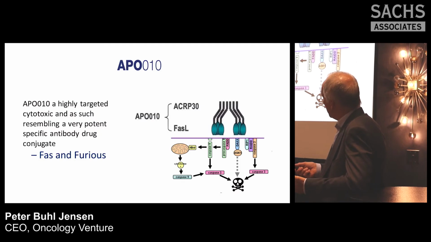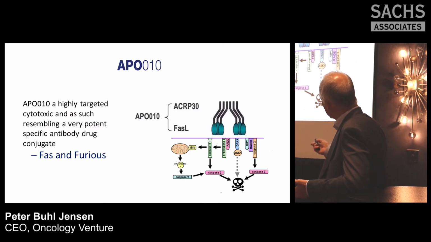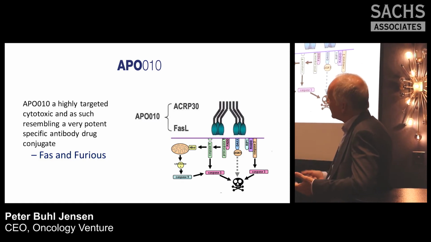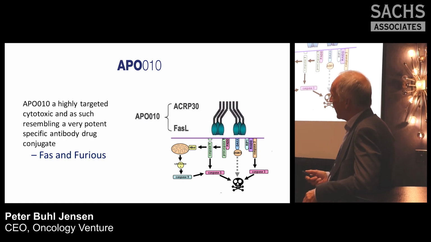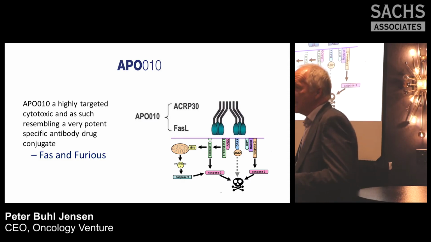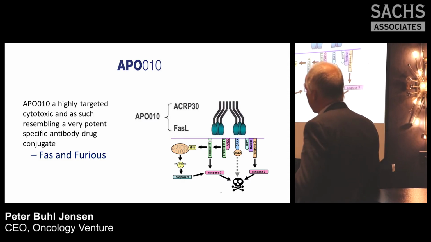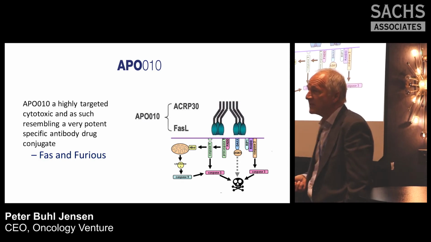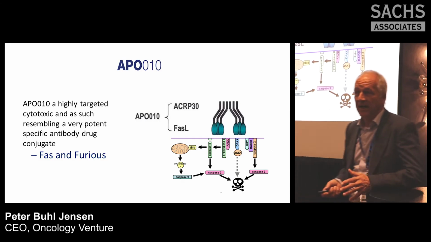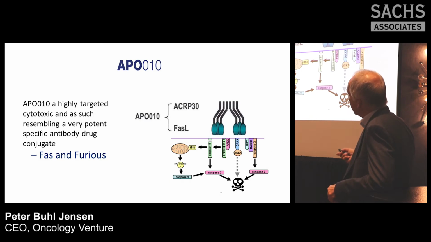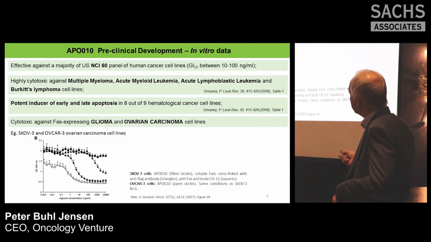In a way, you can see APO10 as a highly targeted cytotoxic. And as such, it could resemble antibodies that are binding to an antigen and carrying a drug conjugate, but this is all in one. If the Fas receptor is there and the downstream elements are available, the cell will be killed by this compound. We call it Fast and Furious, which is of course inspired by some movies.